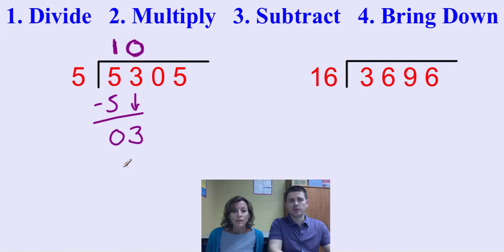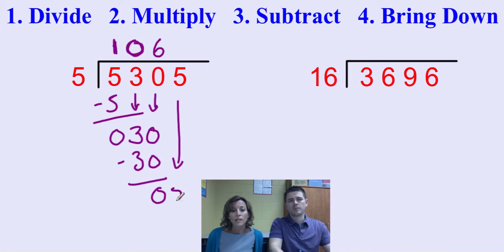It helps remind you to write that 0 up in your quotient. And we're going to bring down that next number, put the 0 right next to the 3 and make it 30. And ask ourselves, how many times does 5 go into 30, which is 6. 6 times 5 is 30. And we're going to subtract, which is 0, bring down that 5. How many times does 5 go into 5? Which is 1. 1 times 5 is 5.